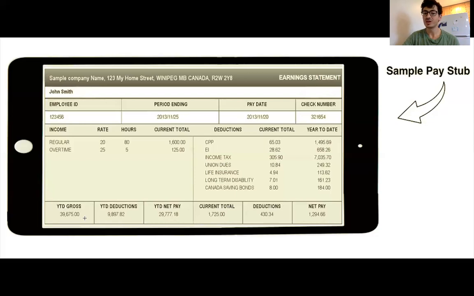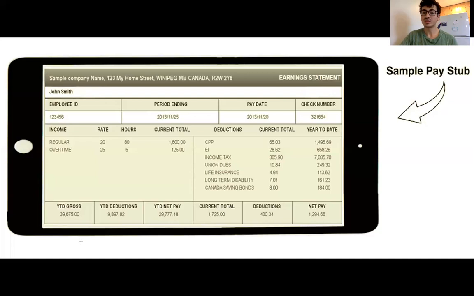We have the year to date. So from the start of the year to the end of the year, how much you're actually making. So this person has a gross income of just under 40,000, but they have almost 10,000 in deductions, meaning they're only making about $30,000. So it's only $30,000 going into the bank account.